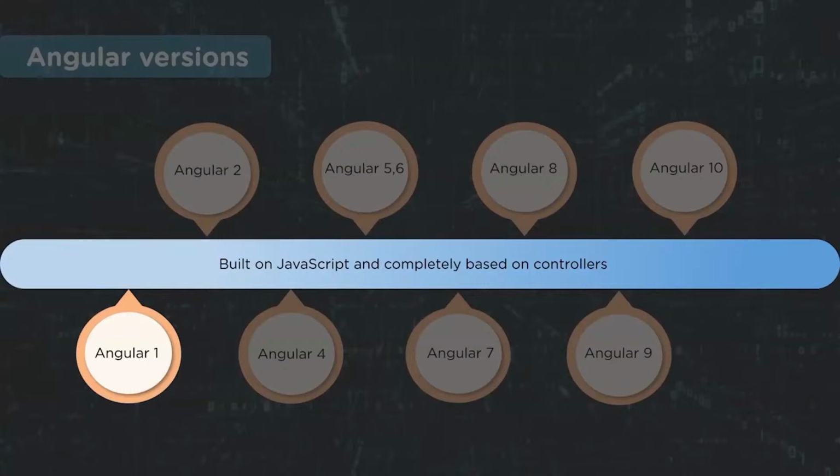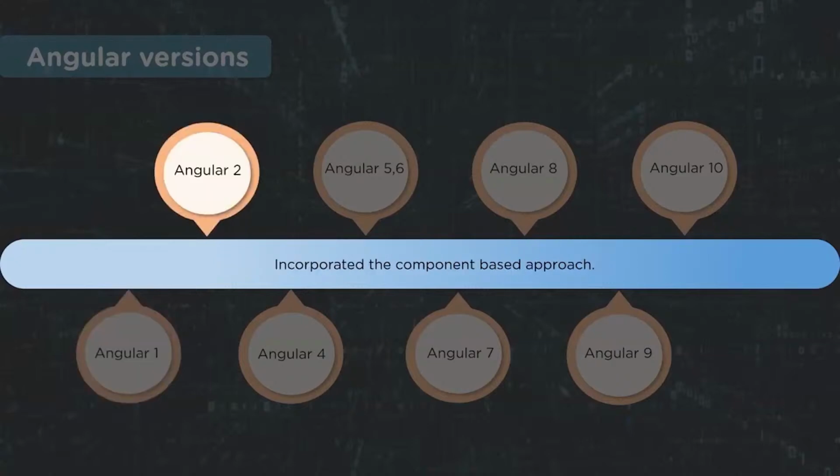Now it aimed at simplifying both the development and the testing of applications by providing a framework for client-side model view controller and model view model architectures. Next up, Angular 2 was released, which was written entirely in TypeScript. Angular 1.x was not built with mobile support in mind, whereas Angular 2 came with mobile support.